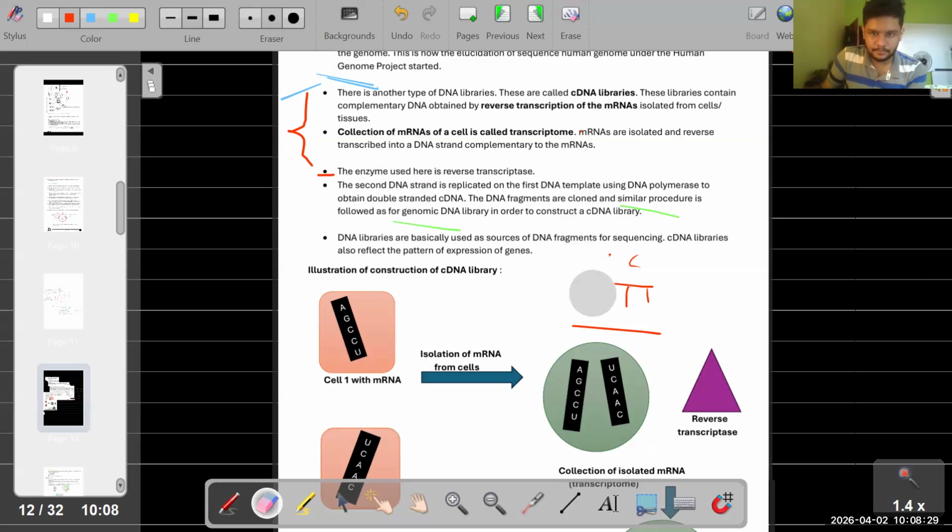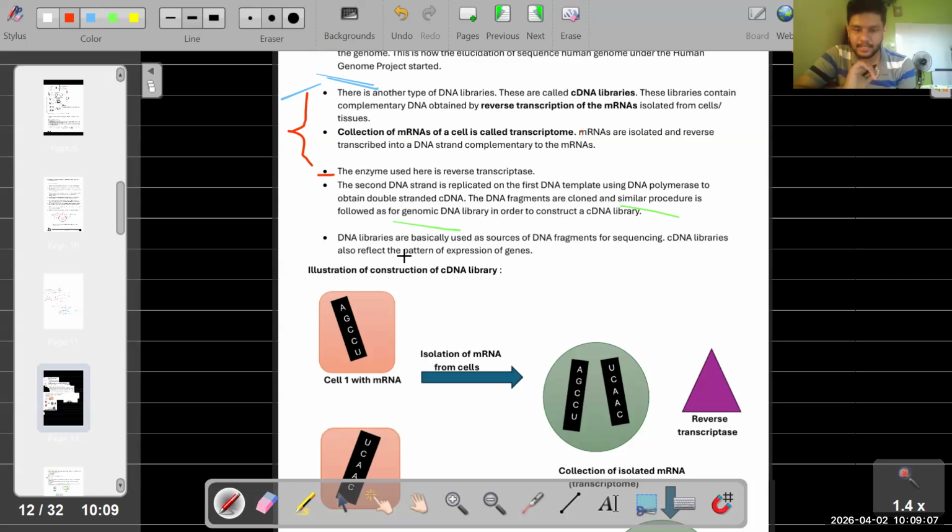Okay. What is the purpose of a DNA library? DNA libraries are used as sources of DNA fragments for DNA sequencing. A cDNA library also reflects the pattern of expression of genes. Now just think practically how DNA libraries act as sources of DNA fragments. We can't just memorize. How does a DNA library act as a source of DNA fragments?